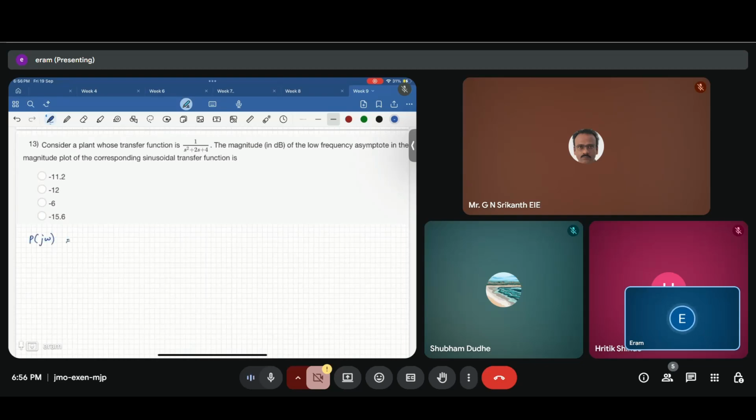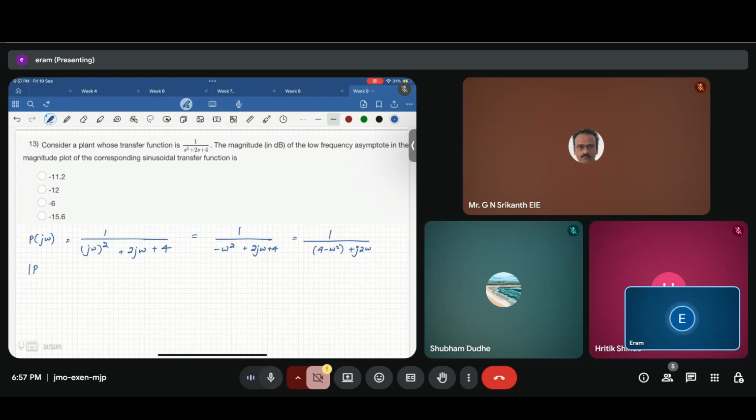Let's write the transfer function in frequency domain. It is 1 by (j omega) square plus 2 j omega plus 4, which is equal to 1 by minus omega square plus 2j omega plus 4. So let's club the real and imaginary parts. It is 4 minus omega square plus j 2 omega.